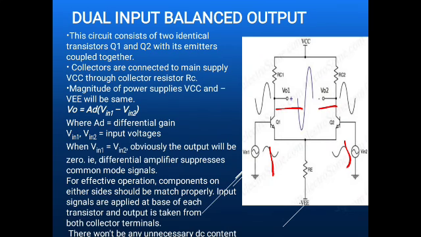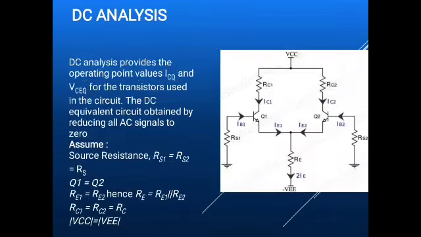And the output V0 can be given as AD into V in 1 minus V in 2. If V in 1 equal to V in 2, then obviously the output should be 0. Here AD is the differential gain of the amplifier, V in 1 is the input voltage given at transistor 1, and V in 2 is the input voltage given at transistor 2. Okay, let me start with DC analysis.